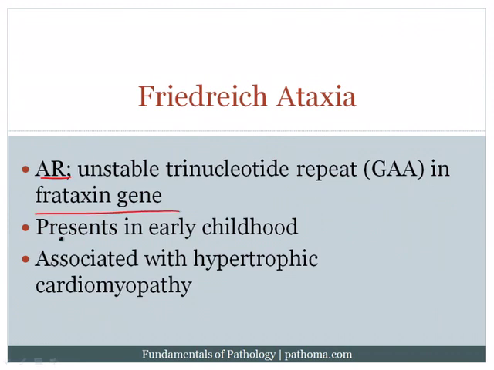High yield to note that the frataxin gene is essential for mitochondrial iron regulation, and of course if you cannot regulate iron properly, you increase the risk of developing free radicals via the Fenton reaction, and so again here you would also get free radical damage to the neurons. Now this presents in early childhood, and another high yield association is that these patients can have hypertrophic cardiomyopathy. Examiners like to go after that as well. And that concludes our discussion of spinal cord lesions.